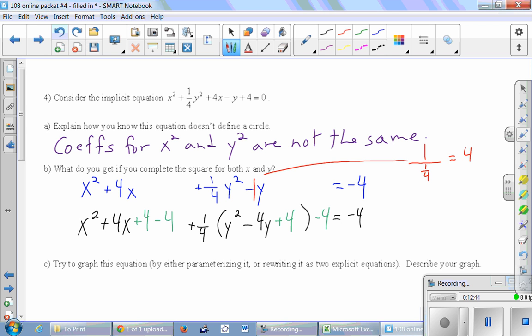Except this was the funny business, because that +4 in the parentheses isn't really a 4. It's some other number in disguise because that 1/4 is going to come out and multiply by the 4. So if we do down here, the 1/4 times the 4, we get a +1. We really added 1 to the left-hand side. So then right away, we need to subtract 1. Very tricky. Okay, the rest of this is going to be pretty straightforward.